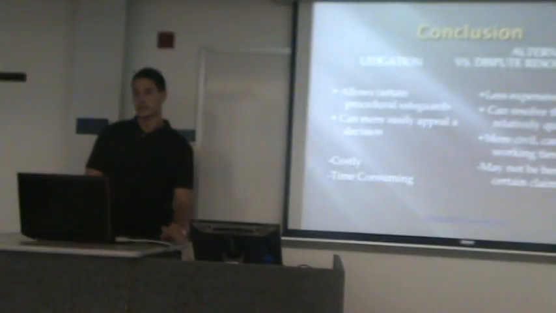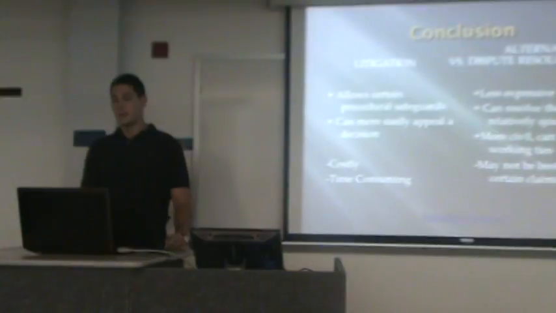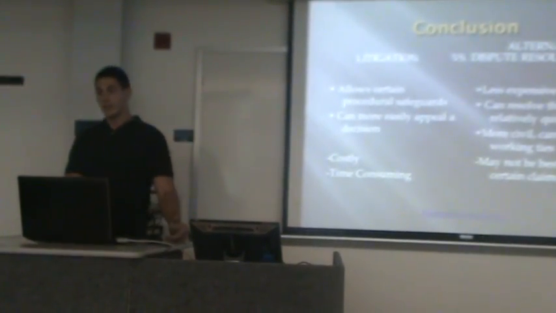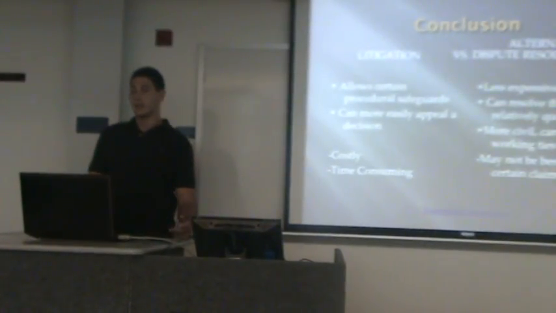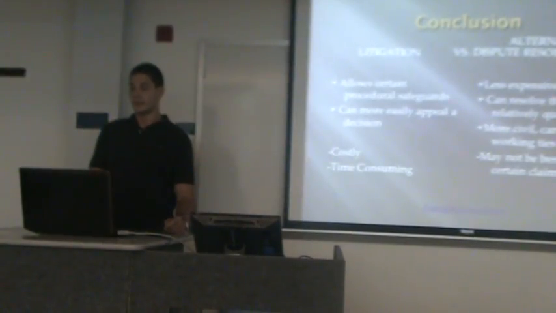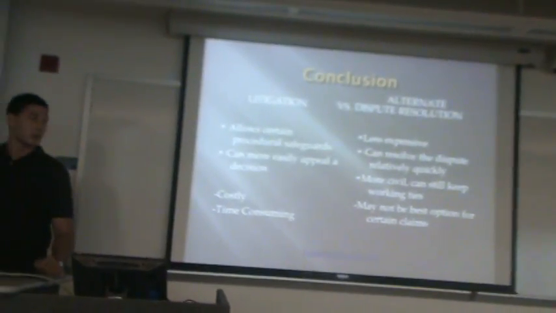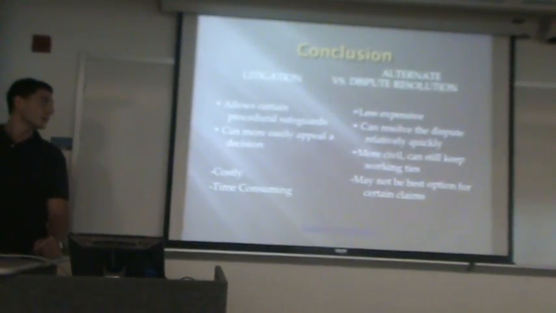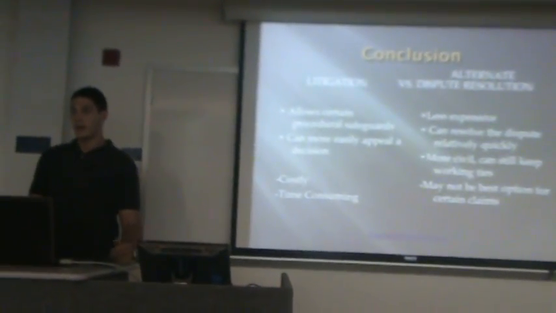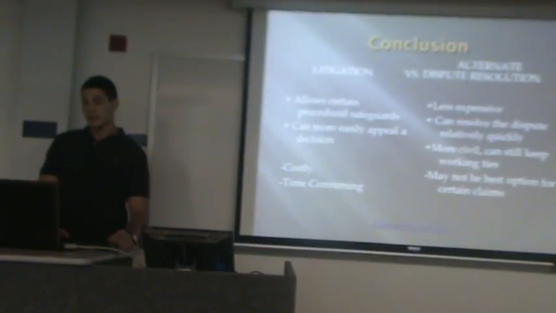And then in conclusion, I just want to give some pros and cons to litigation versus alternative dispute resolution. The pros to litigation are it allows certain procedural safeguards, and you can more easily appeal a decision. The cons are it's costly and time consuming. The pros to alternative dispute resolution are it's less expensive, can resolve the dispute relatively quickly, and it's more civil, which can still keep working ties between the two parties. The con is in some cases it can't be used. Some contracts don't allow for alternative dispute resolution to take place.